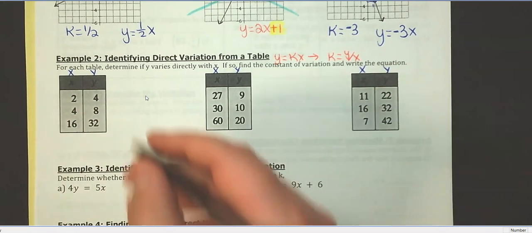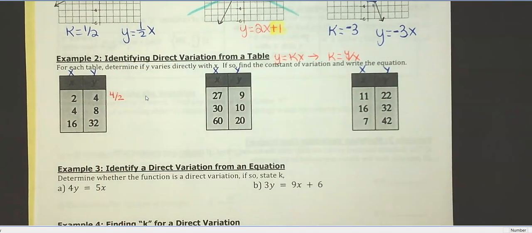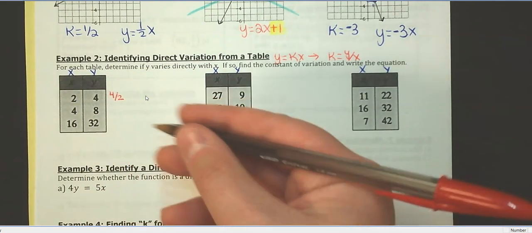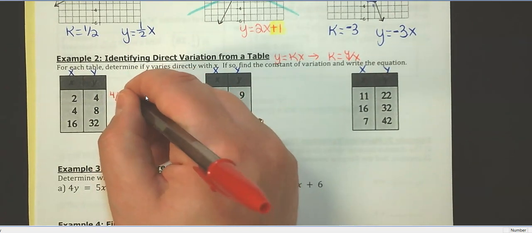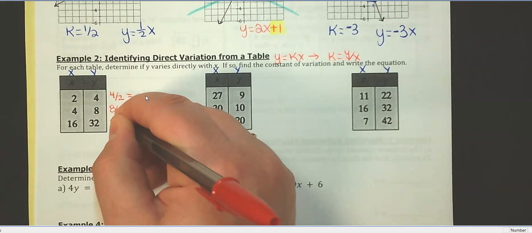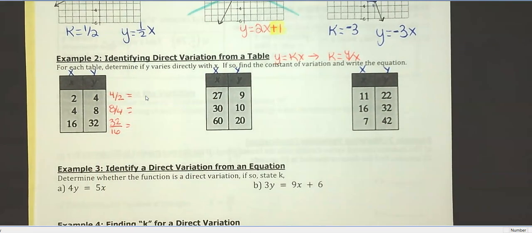So literally all you have to do here, just take the y coordinate, divide by the x coordinate. So I have the point (2, 4) from the table. If this is a direct relationship, the y coordinate of 4 divided by the x coordinate of 2 has to be the same for each set of points. If they're all the same, then it's going to be a direct relationship. If even one of them is different, then it's not. They all have to be the same value.